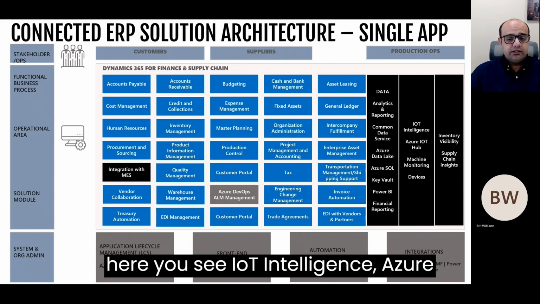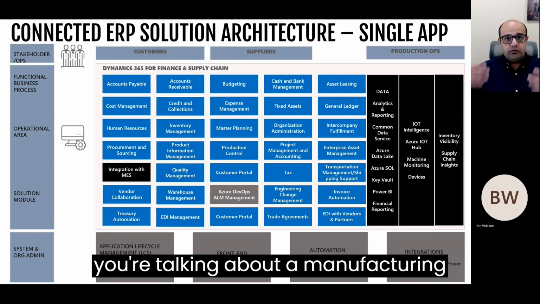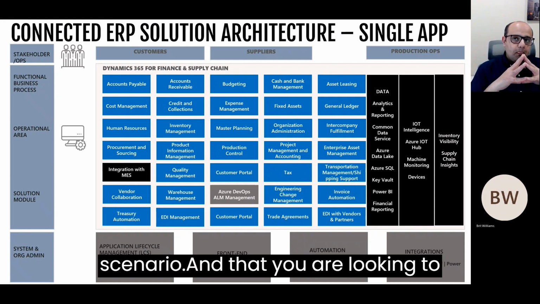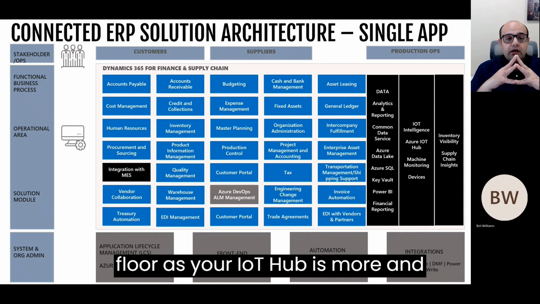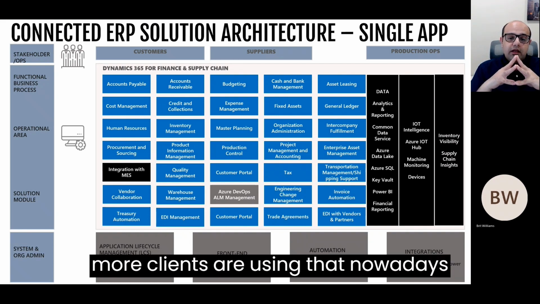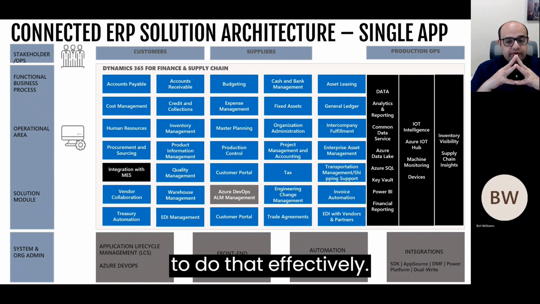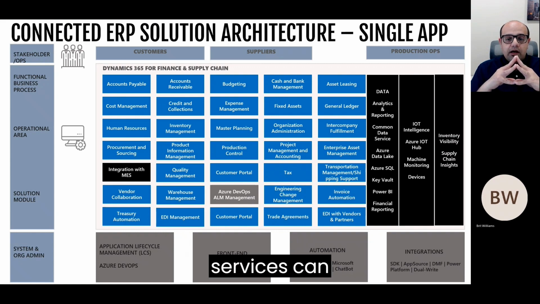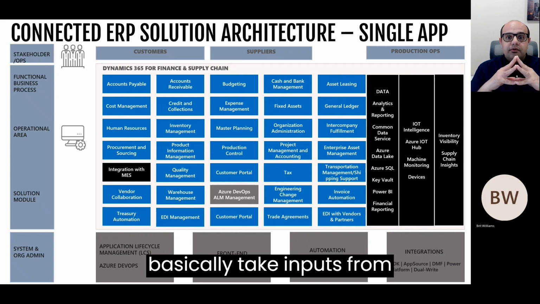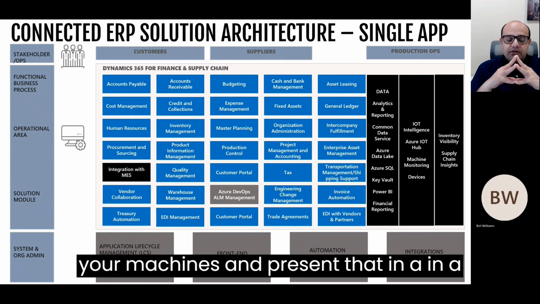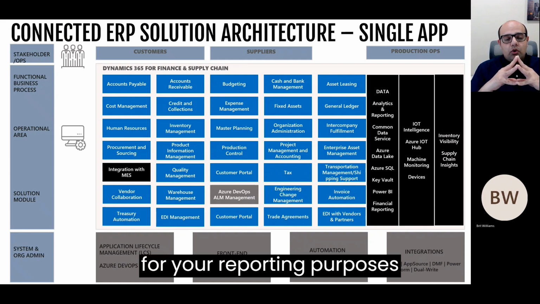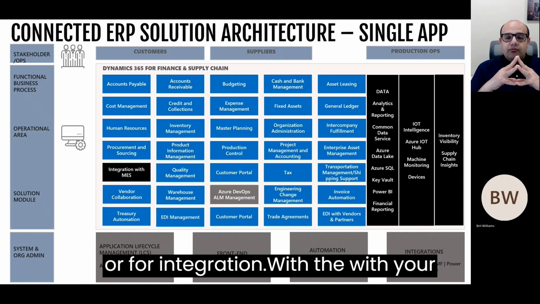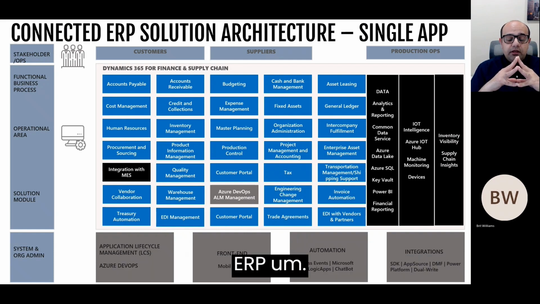You see IoT intelligence, Azure IoT Hub, which is very important if you're talking about a manufacturing scenario and you are looking to monitor your machines on the production floor. Azure IoT Hub is more and more clients are using that nowadays to do that effectively. So these using Azure services can basically take inputs from your machines and present that in a way that you can use effectively for your reporting purposes or for integration with your ERP.